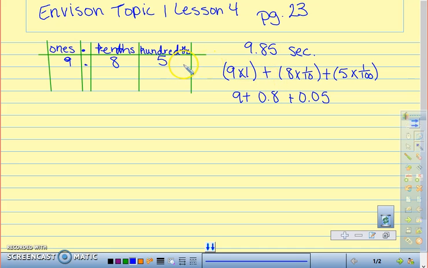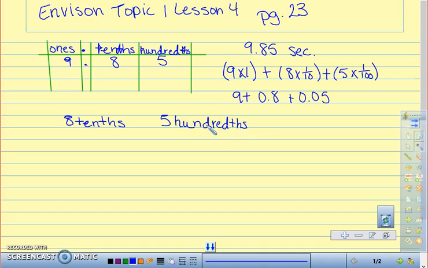If you look at the bottom, it says, look back. In the decimal 9 and 85 hundredths, what is the value of the 8 and the 5? And we already know that because we wrote our place value chart. So the value of 8 is 8 tenths. And the value of 5 is 5 hundredths. Okay, so that is for the front page.